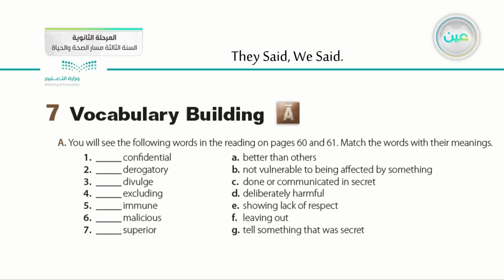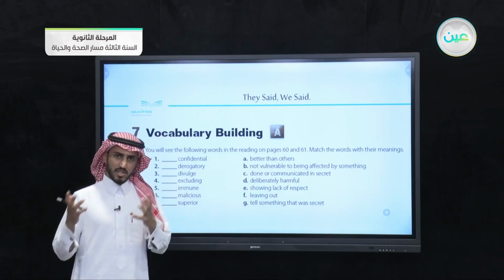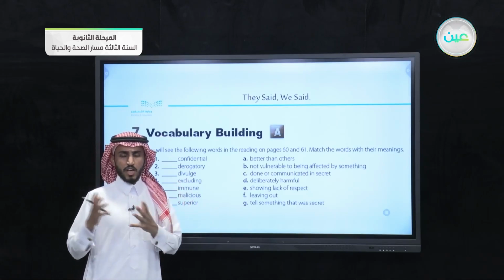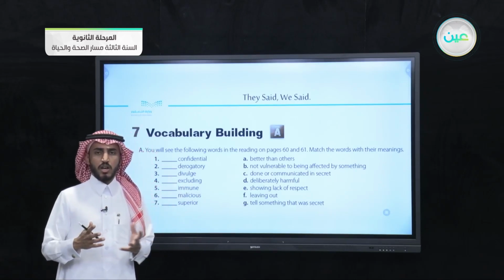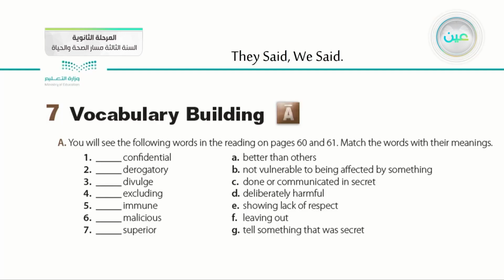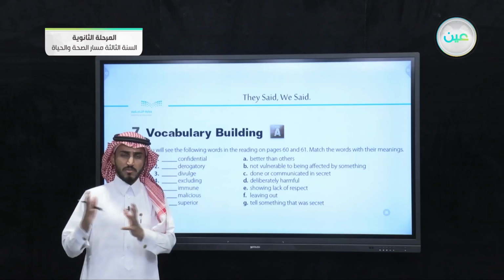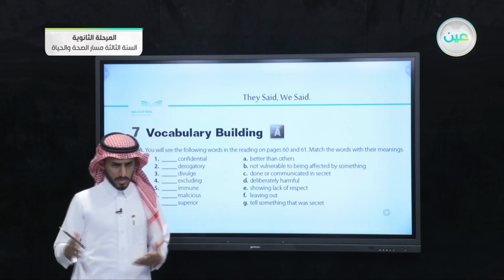Number 6, malicious. Malicious means or refers to the thing that causes harm to other things deliberately. For example, if you say this software is malicious, that means it causes harm to the computer. Number 7, superior. It refers to anything that is the best. When we say about something it is superior, that means it is better than its peers.